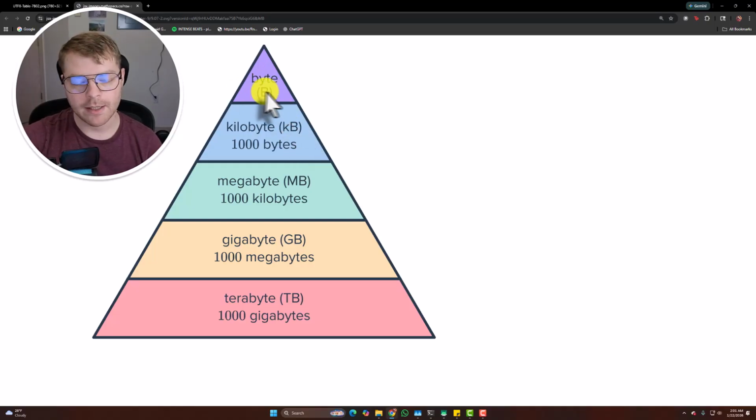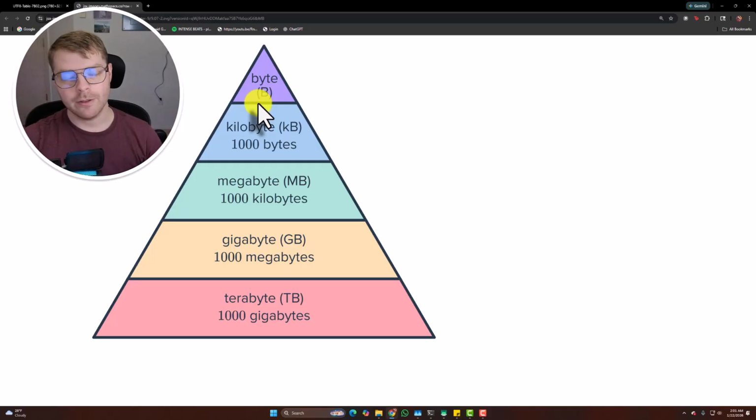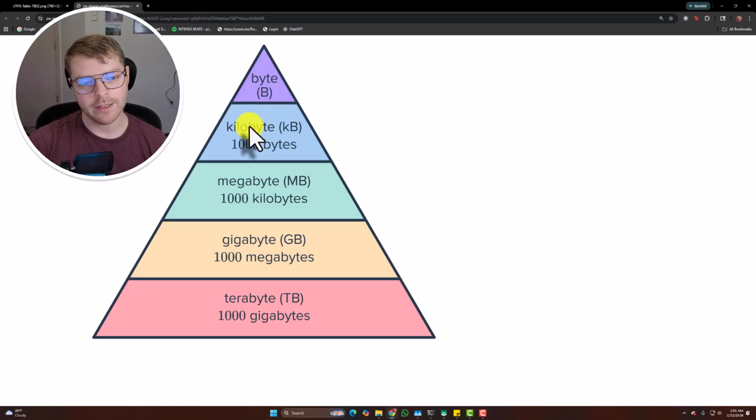So we can see at the top of our cybersecurity pyramid of doom, we have bytes at the top represented by capital B. And then the next order of magnitude for measuring data is the kilobyte, which is represented by lowercase k and capital B. And I'll show some math about it here in a second. It's not too hard to understand. And in a kilobyte, there is 1,000 bytes.